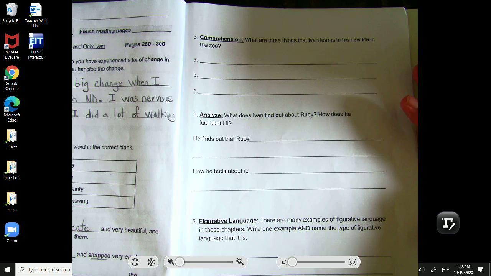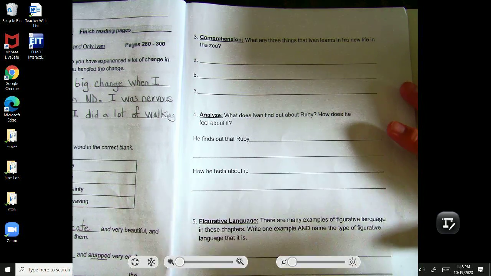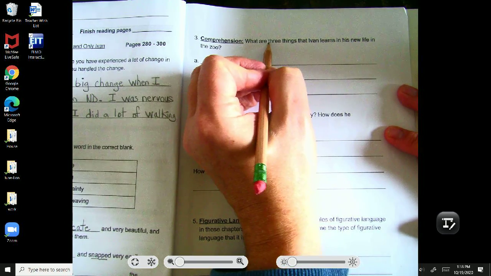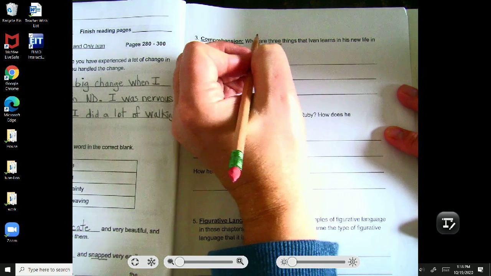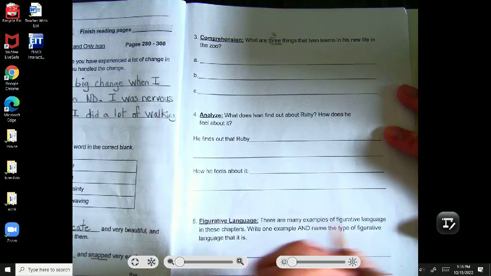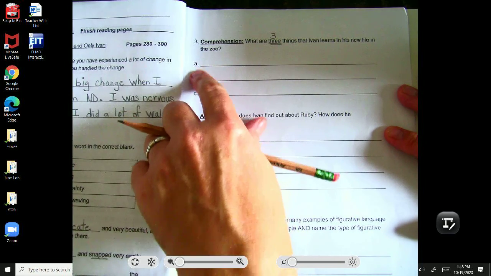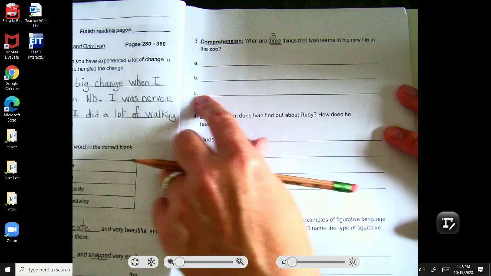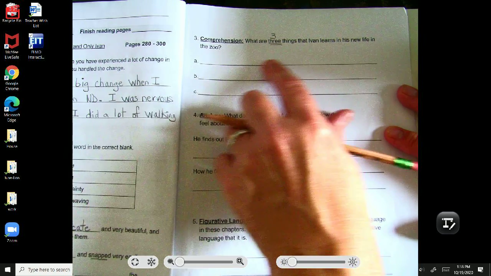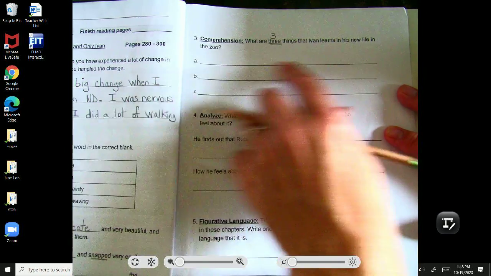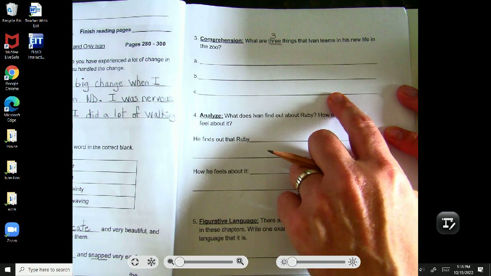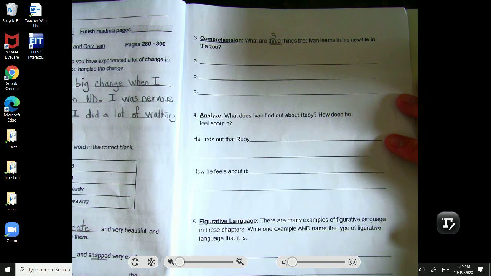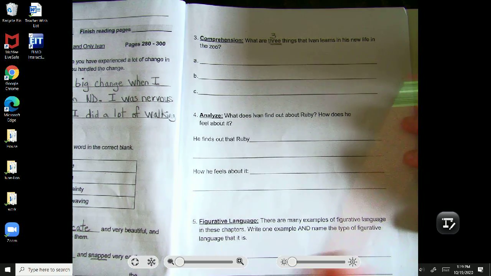For questions 3 and 4, scholars, you're going to be on your own, but let's take a quick look. What are 3 things that Ivan learns in his new life in the zoo? So, A, B, C, right? 1, 2, 3. And you don't have to write those as sentences. It's okay if you just jot the main idea, right? He learned... The 3 things. So 3 of the things he has learned in his new life.